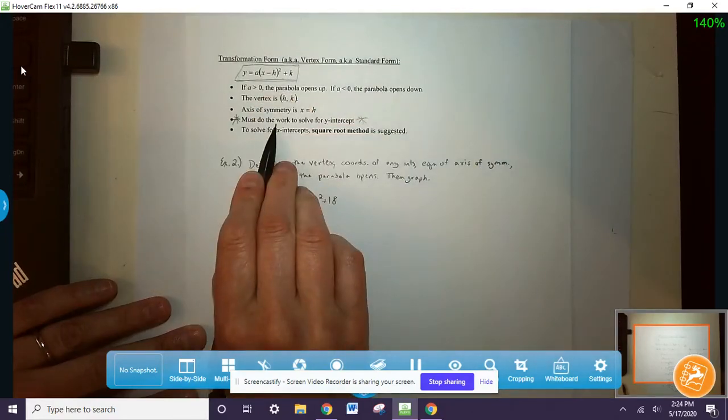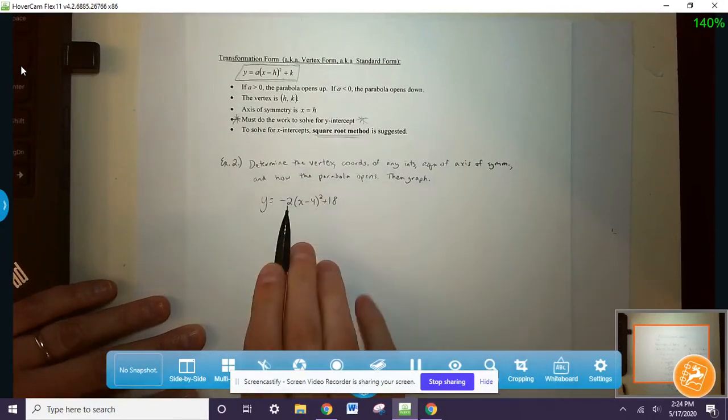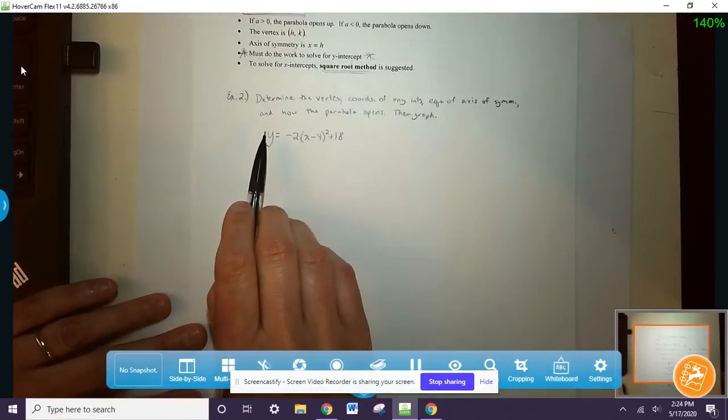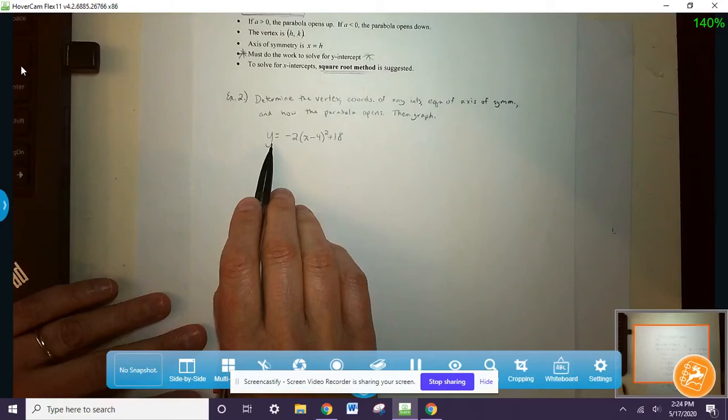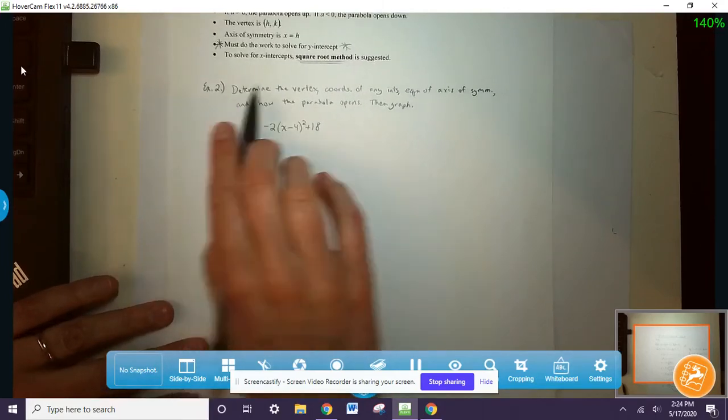And to find x-intercepts, I'm going to suggest the square root method. So same instructions as the last one. And here's an example for us to try. And I chose to write y equals this time. I totally could have put f of x or g of x. So taking a look, again, we can do this in any order we want.